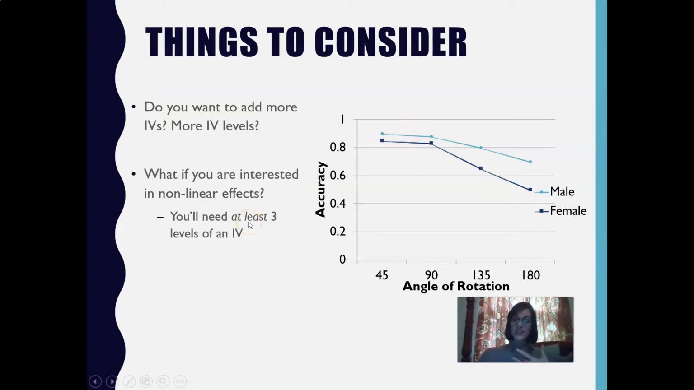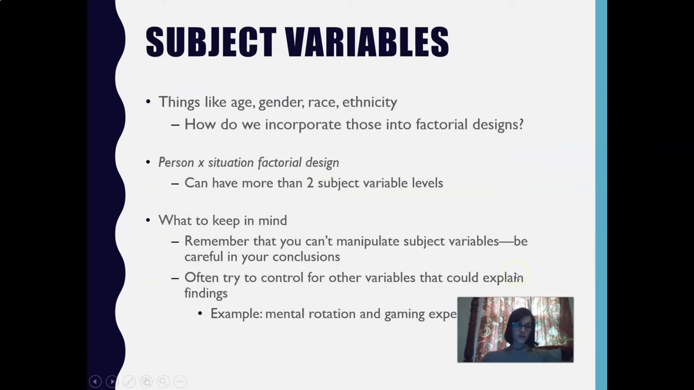So if you are interested in an effect that has been demonstrated to be non-linear, you need at least 3 levels of an independent variable. If you only have 2, what are you going to get when you have 2 points? You're always going to get a line. So if you know that the data that you're looking at may not be linear, make sure you have at least 3 levels of that independent variable of interest. So if we know ahead of time that this is not linear, we don't just want to have 2 data points. We're going to need more.